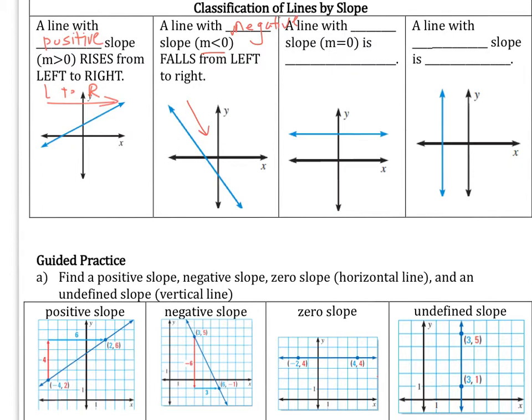A line with zero slope is horizontal. A line with no slope is vertical. So this would be horizontal, vertical. Okay, let's practice some problems.